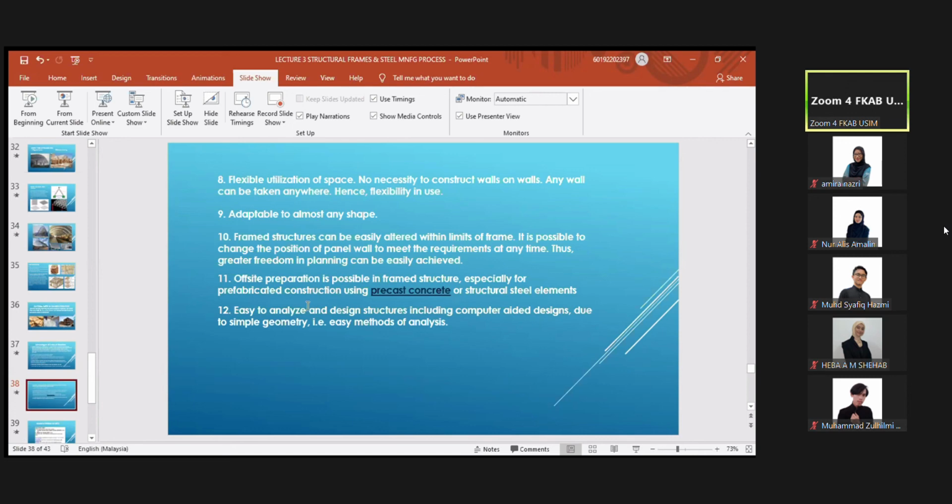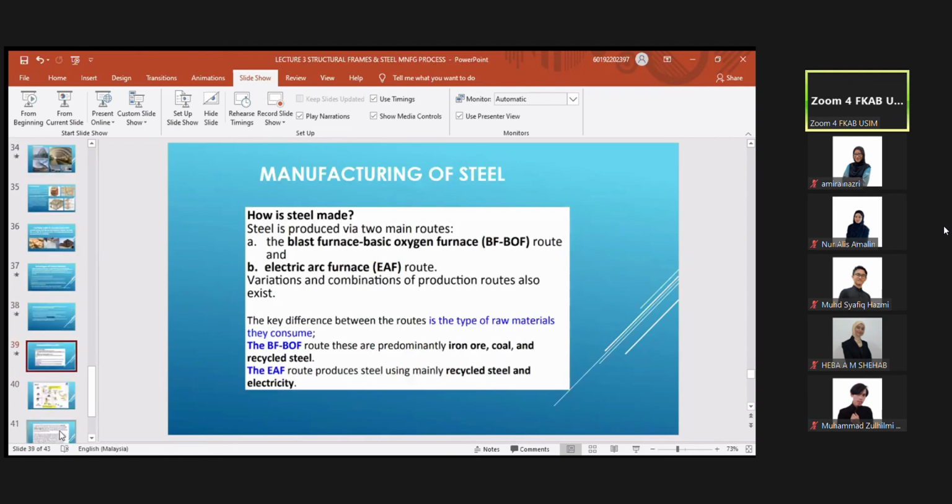Lastly, it is easy to analyze and design the structures, including computer-aided design, due to the simple geometry and easy method of analysis. Of course, for a simple rigid frame with geometric shape, like the architectural bracing we talked about just now, it is a bit difficult and gives a bit of a nightmare to the engineers. But with the current software, I think there's no problem.